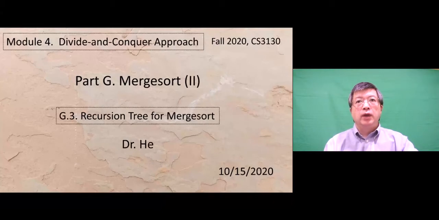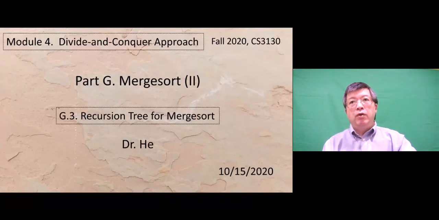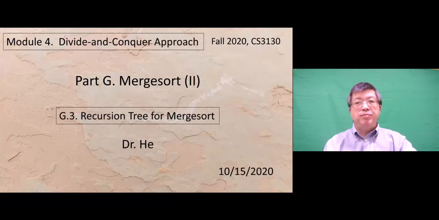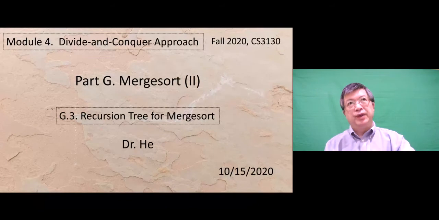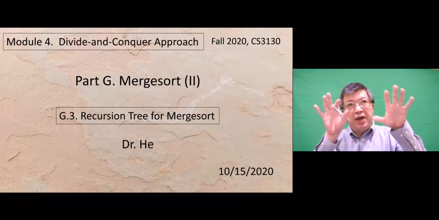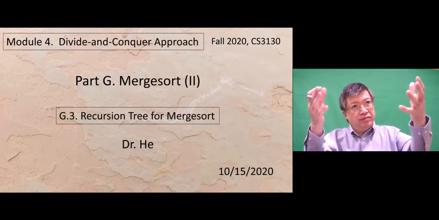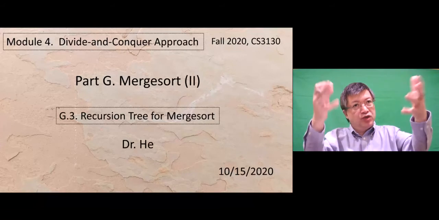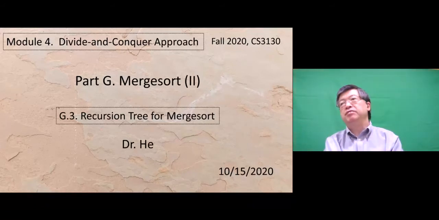3.3. Recursion tree for merge sort. In this part, we will use two methods to get the general case, worst case merge sort estimate.